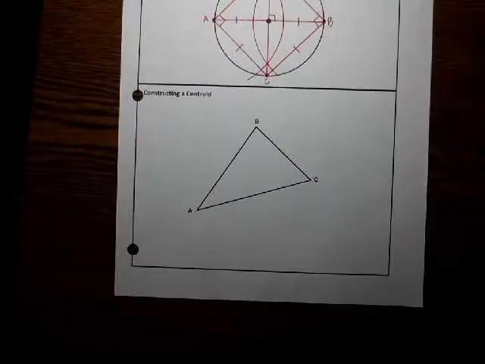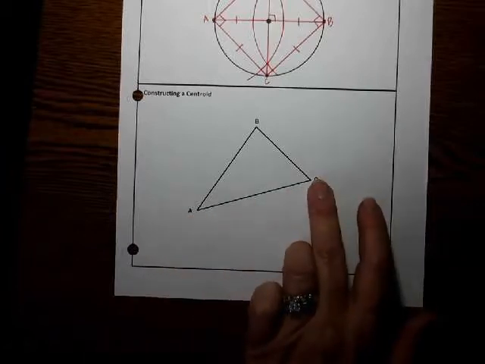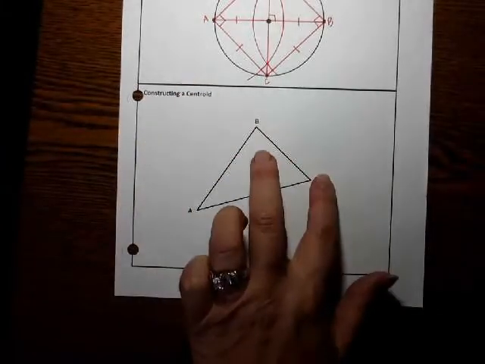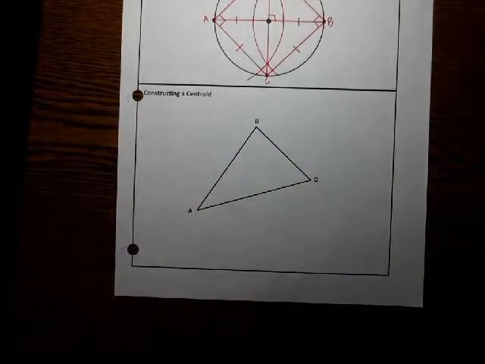Our second construction for this lesson is constructing a centroid in a triangle. So now we're going to start with a triangle, and we're going to construct the bisector of the line segment for every side. So we're going to find the bisector of AC, we're going to find the bisector of BC, and we don't have to find the third one, but we're going to do that here just for example's sake.